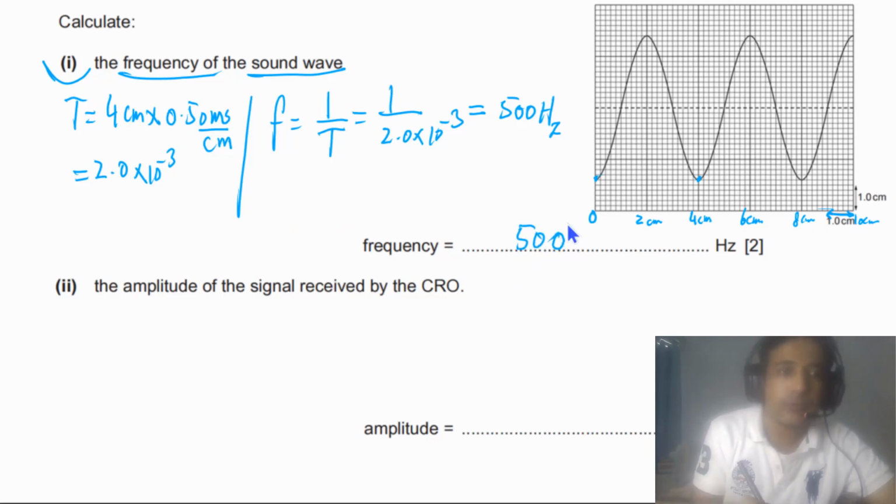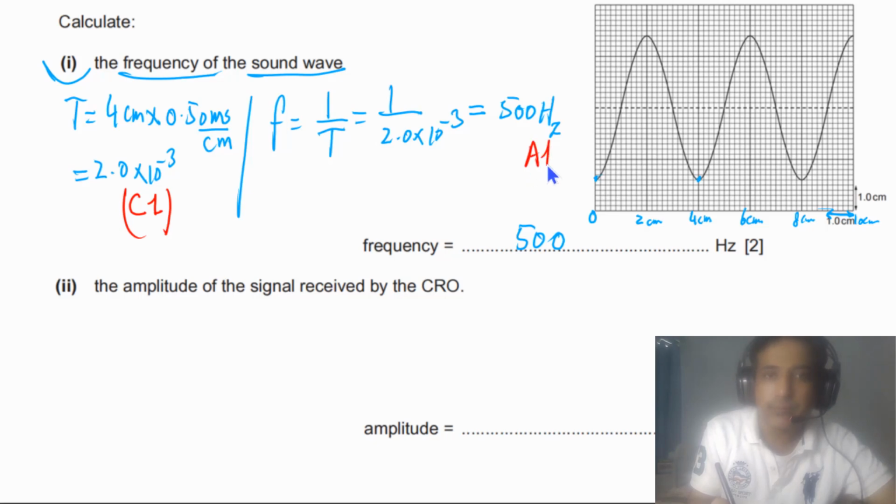This question has 2 marks. The first mark you will get is the C mark if you have got the right value of time period, and the second mark is the answer mark. If you have got the right answer, you will get 2 marks.